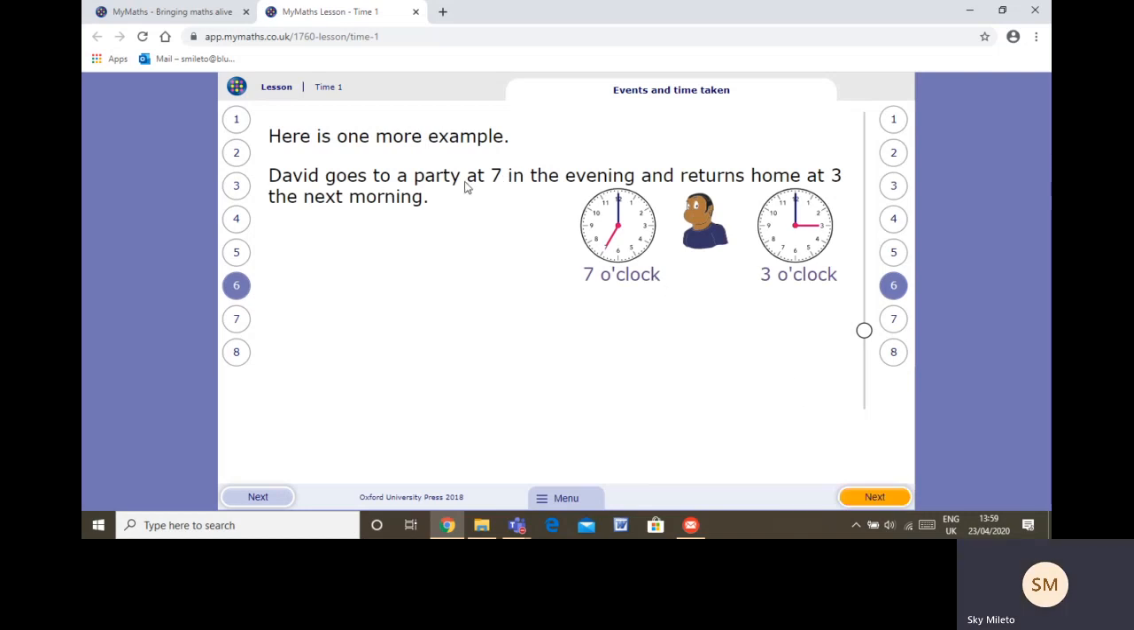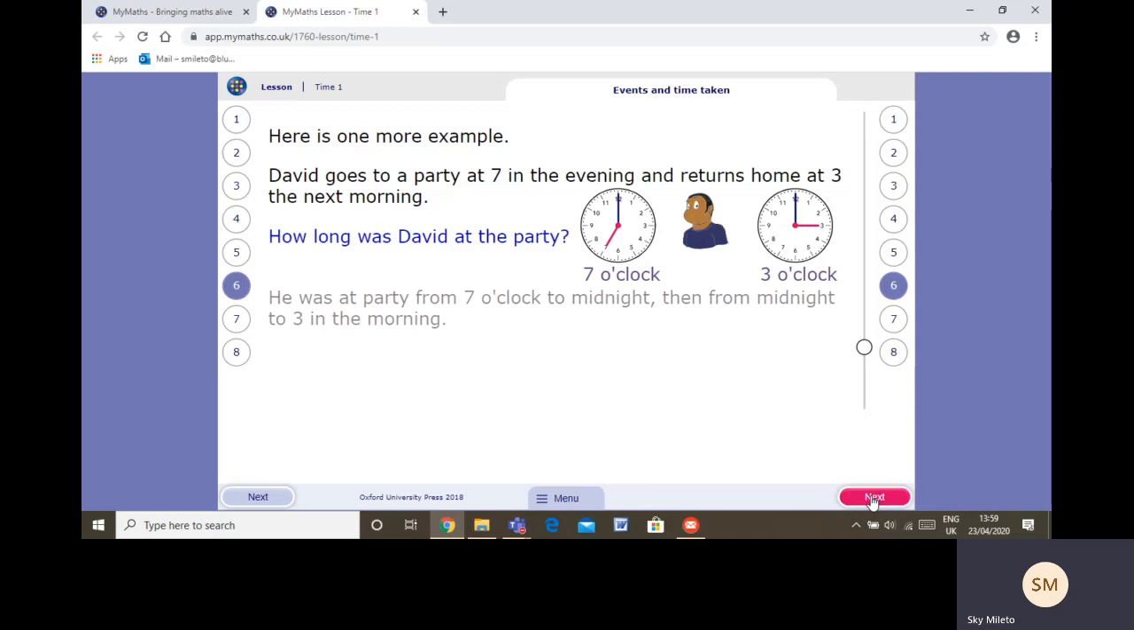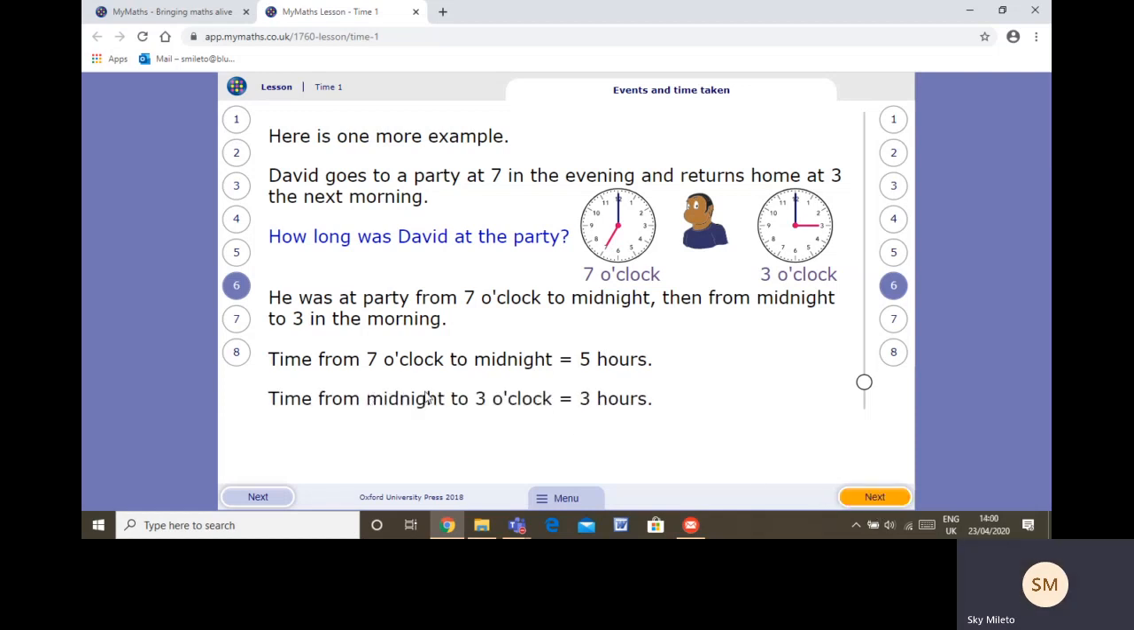So this guy, David, has gone to a party at 7 in the evening. He hasn't come home until 3 in the night, or in the morning. So he's been partying for a long time. He partied from 7 until midnight, which would be 12, okay? And then from midnight to 3. So 7 to midnight would be 5 hours, and from midnight to 3 would be 3 hours. So that would be 8 hours in total. Long, long party.